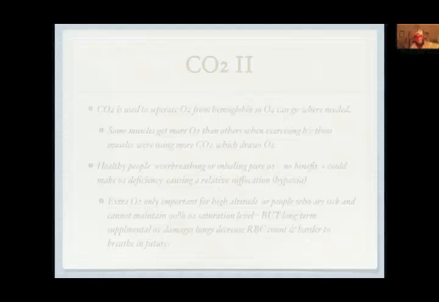Okay, context is always needed because everybody has their own n equals 1. Everybody's life is a little bit different. Okay.